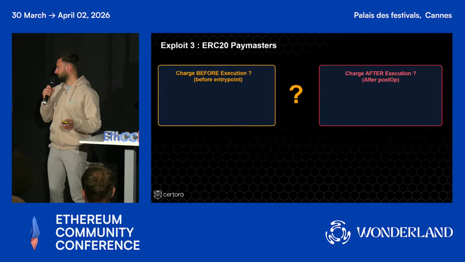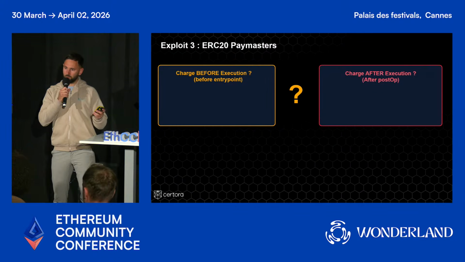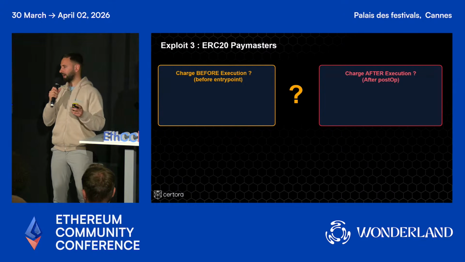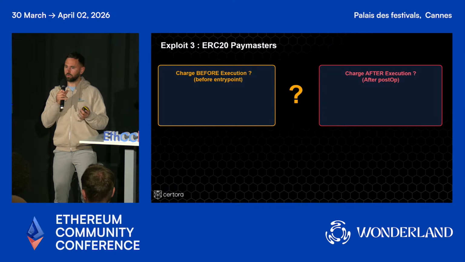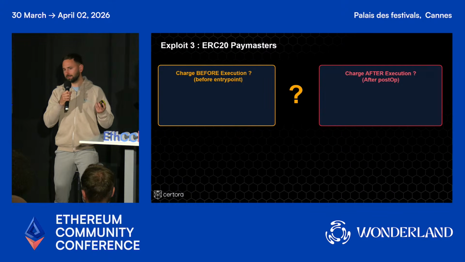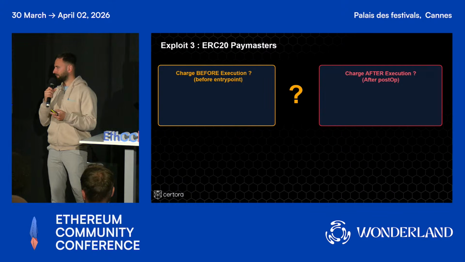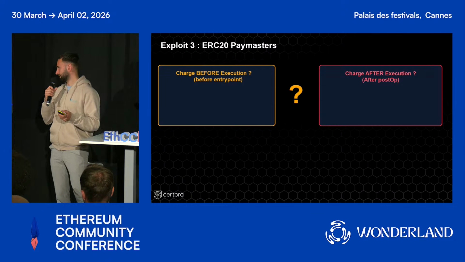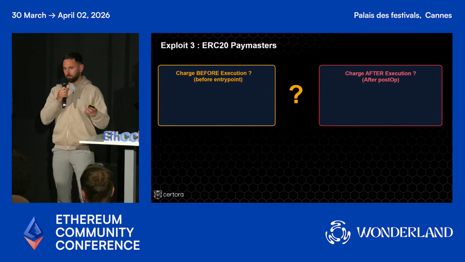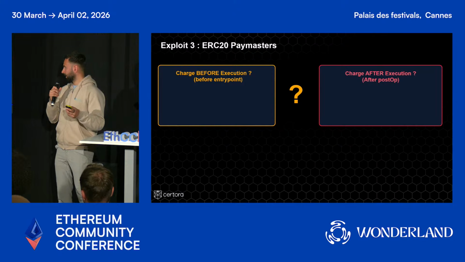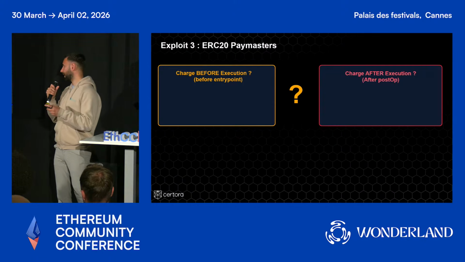So let's see another 4337 example. One thing to know about the 4337 type of paymaster is that there are basically two kinds of paymasters. The first one is validation paymasters that are used mostly for gas sponsorships. So they are doing a lot of verification and validation to decide if a user transaction is eligible for gas sponsorship. And there are the ERC20 paymasters, the ones we will focus on for this story. The ERC20 paymaster enables user transaction inclusion in exchange for ERC20 token equivalence. This kind of paymaster either charges the user before the execution, so before the entry point, or after the execution, after the postOp.